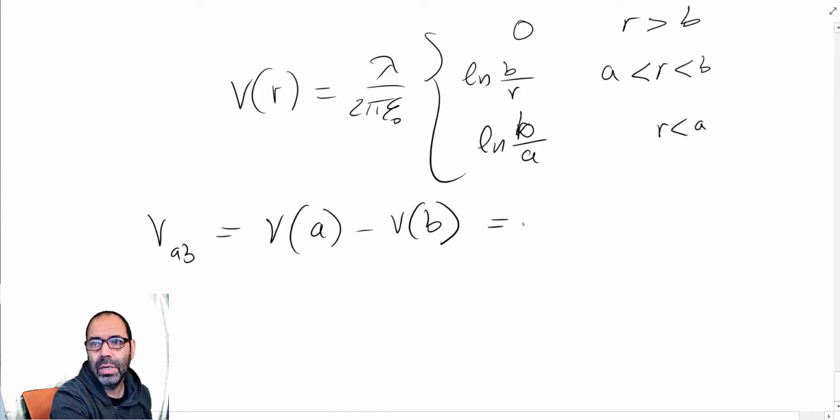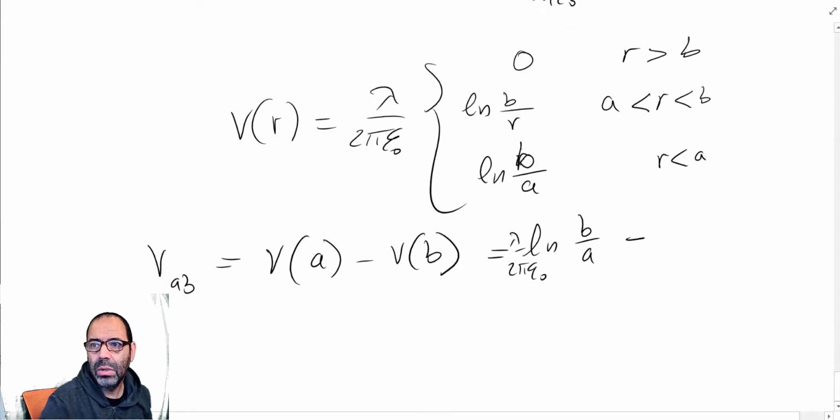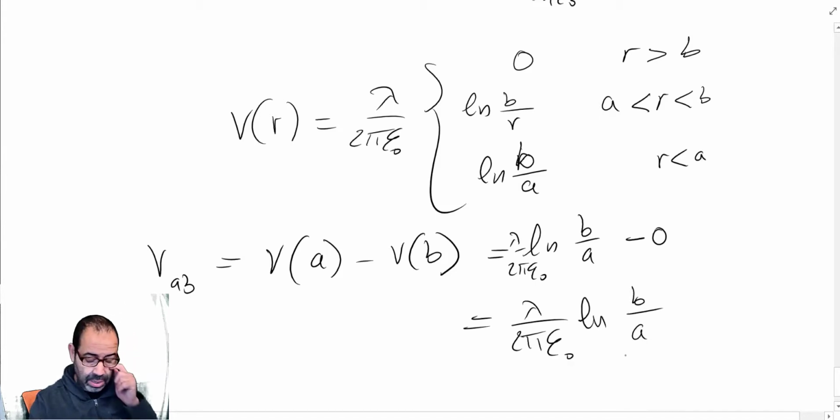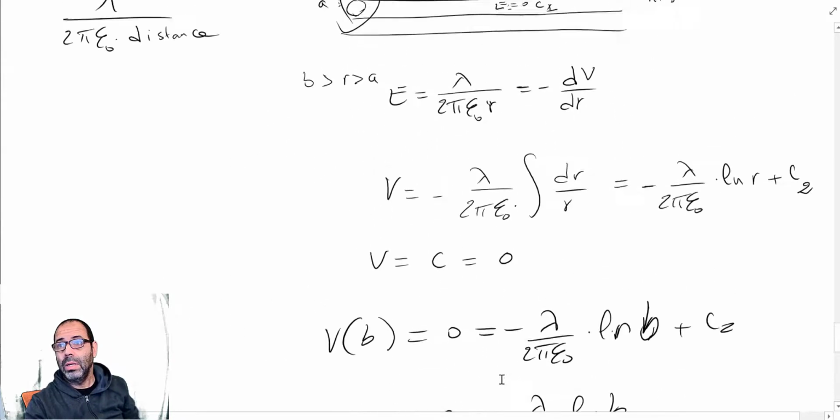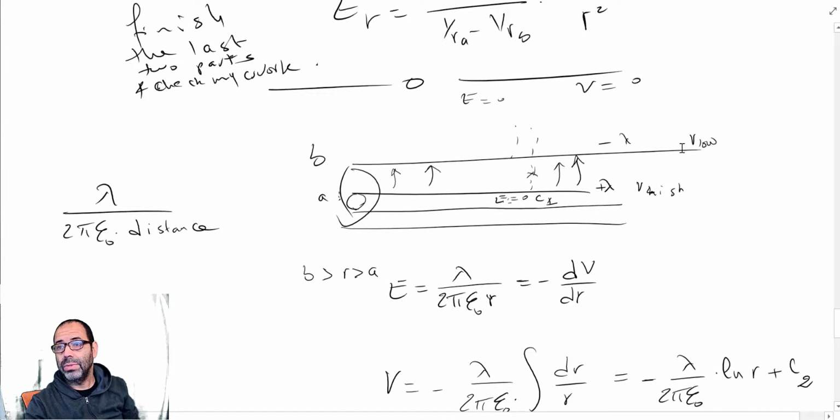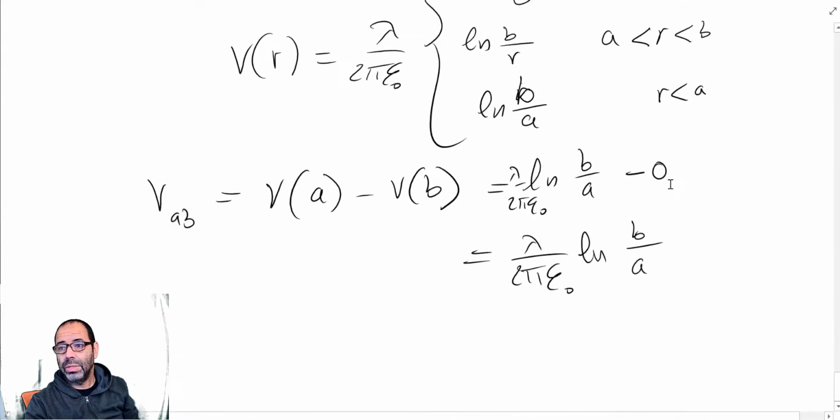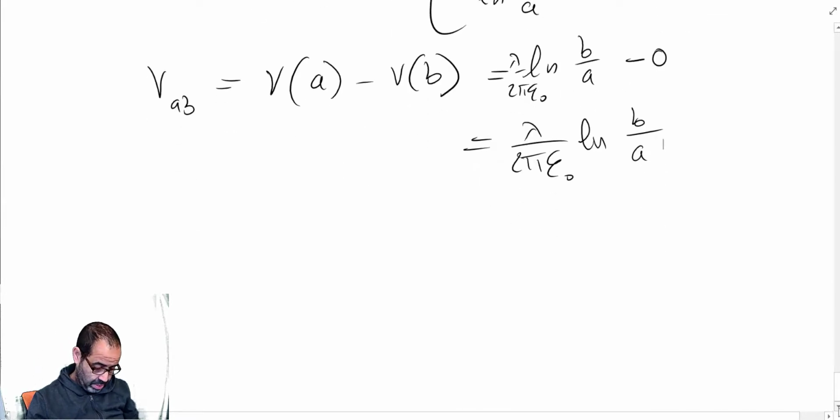V A is ln of b over a times lambda over 2 pi epsilon naught, minus V B. V B is exactly 0. So the difference between them is simply lambda over 2 pi epsilon naught ln of b over a, because b is greater than a. This is a positive number, as expected. So the higher potential is on this side, and the low potential is 0, and we're in business, because the log of a number bigger than 1 is always positive.